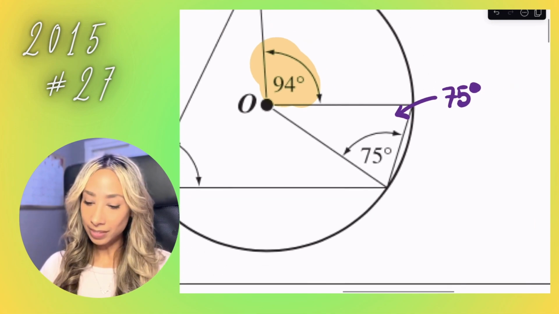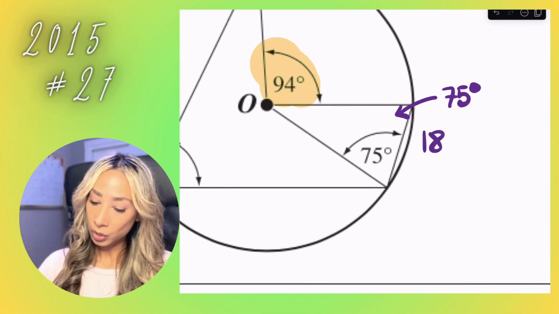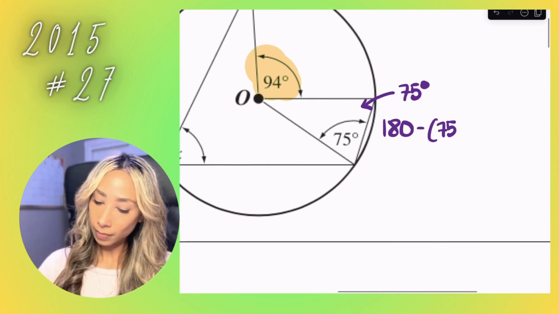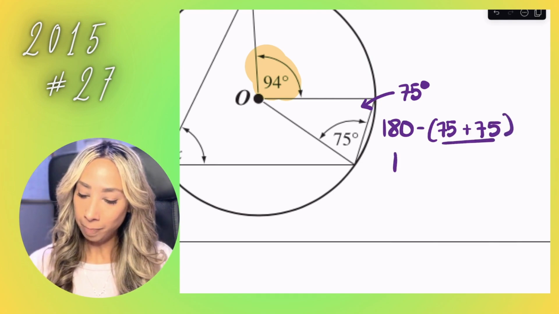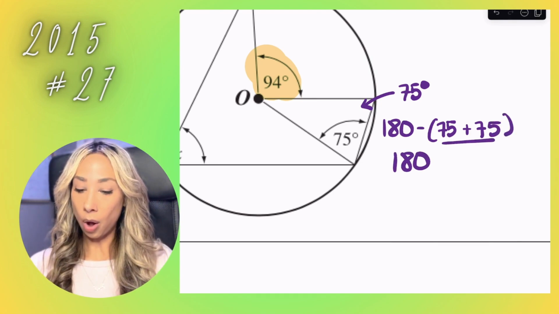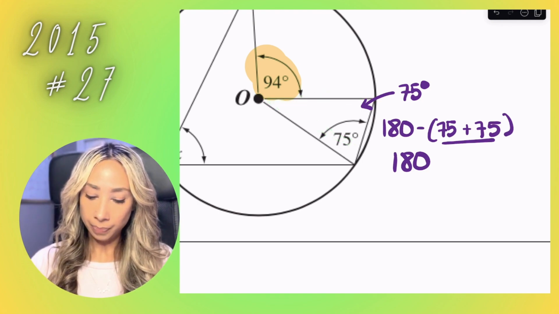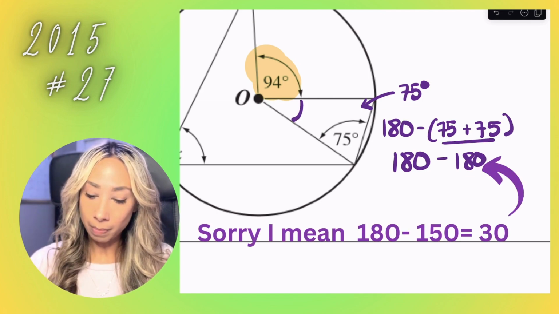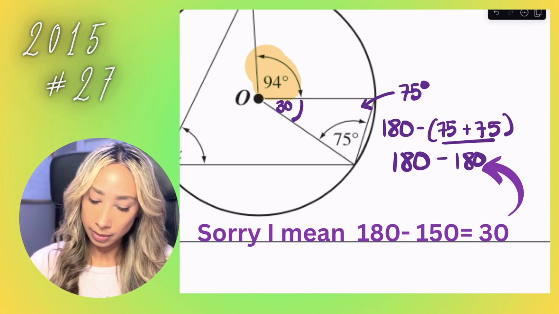Okay, so if that's 75 degrees, we know all the angles in a triangle add up to 180. So we can use our 180, take away 75, plus 75. That's going to get me to a total of 150. So now I can say, well, all the angles in this triangle here are 180, take away 150. That's going to leave me with our missing portion of 30 degrees.